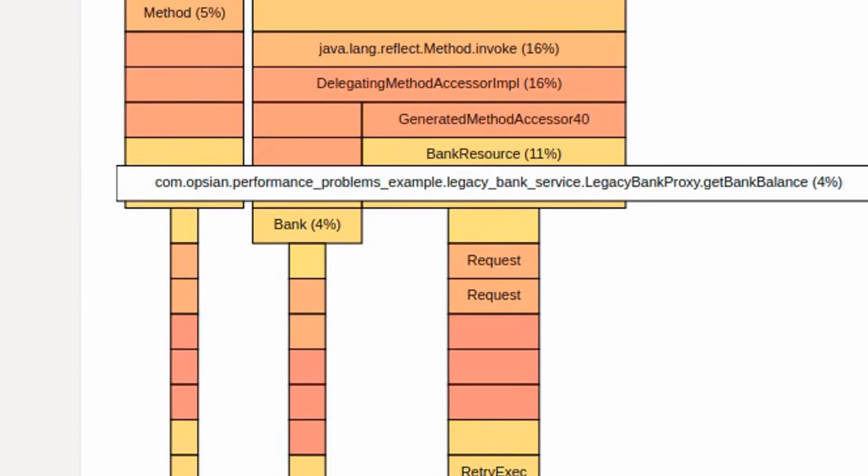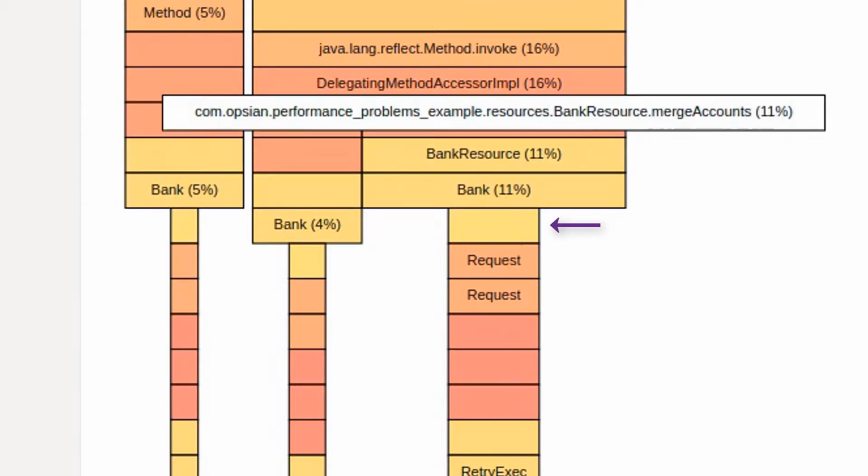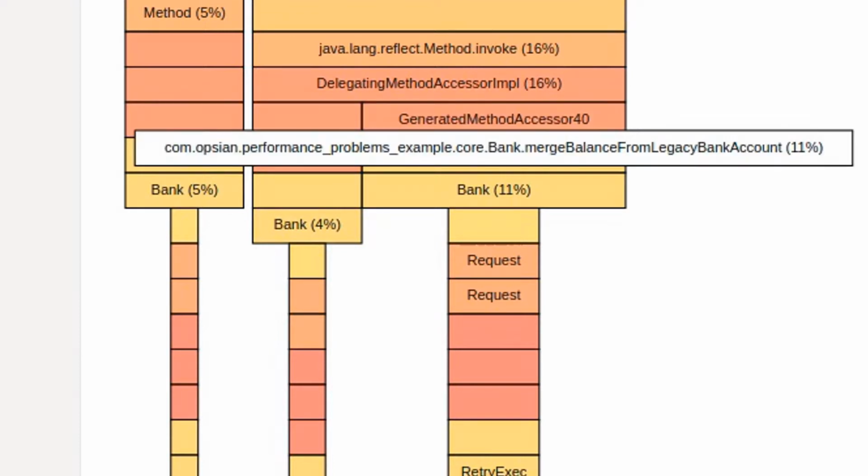And within that, we've got a method here called legacy bank proxy getBankBalance, which is taking 4% of the time, but there's a bit of a gap between that and 11%. So when you see flame graphs like this, where the parent box narrows down to the child box quite a lot, those are situations where there's a lot of self-time within the parent box's method.